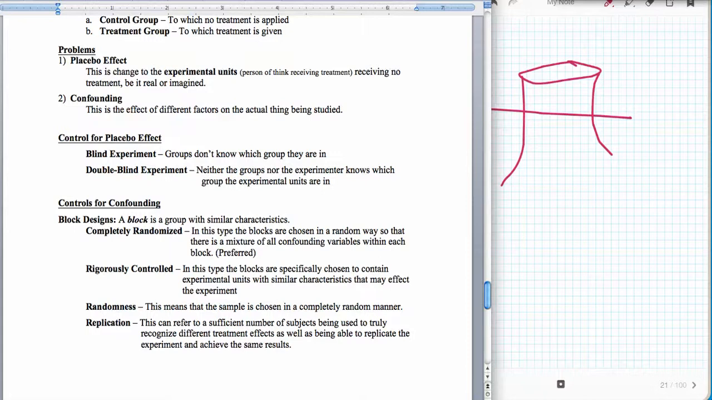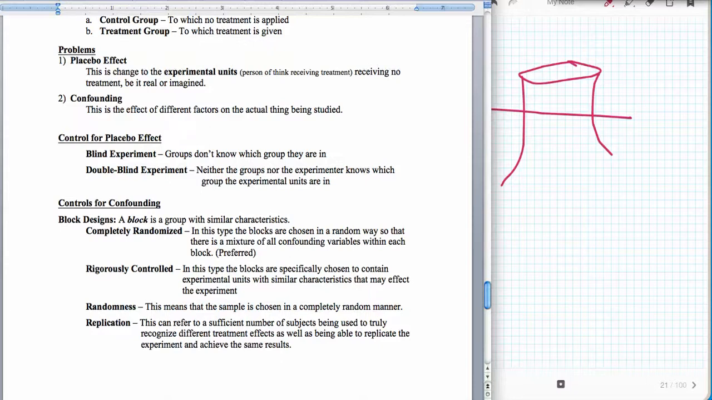Finally, the last thing that we like to do to help control confounding is replication. Now, replication can be several different layers here. Replication can mean that we have just enough individuals within the groups so that we don't get an effect with the confounding because your group isn't big enough to have all the proportions within the group. So that's one way with replication.